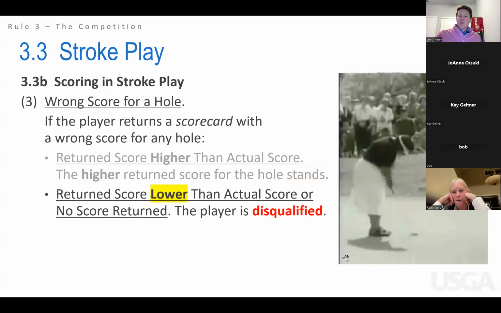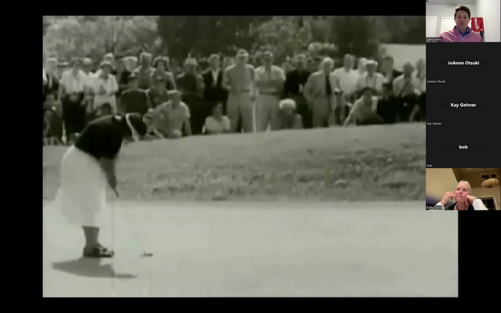When we return a lower score than what we actually made, or we return something with no score, like we had in the Colorado Open example I just gave there, we're going to have a very different outcome there. We're going to have a disqualification. Another short little clip here.